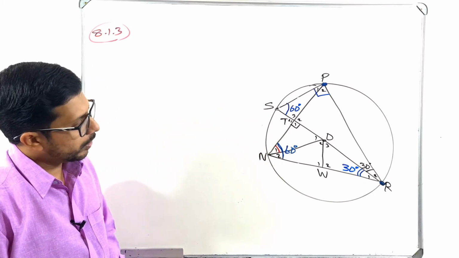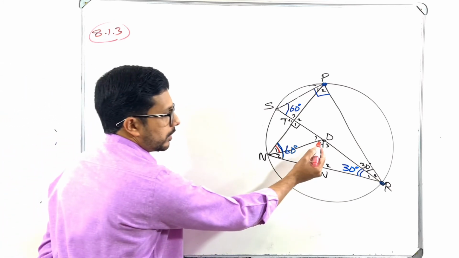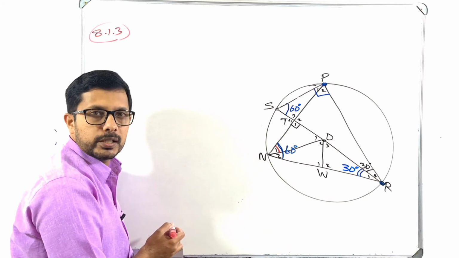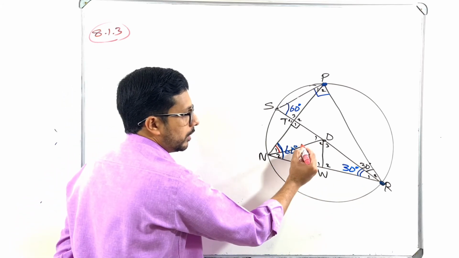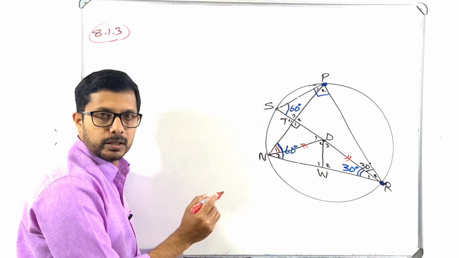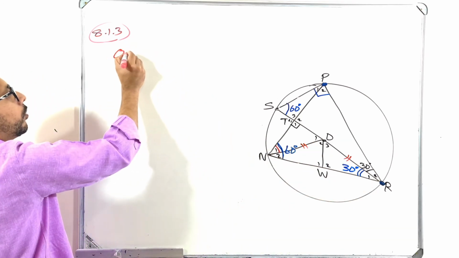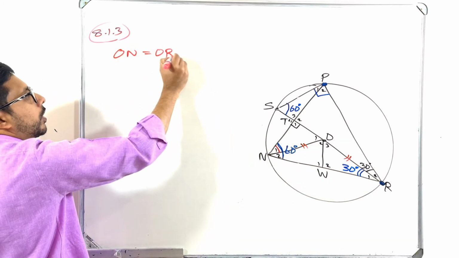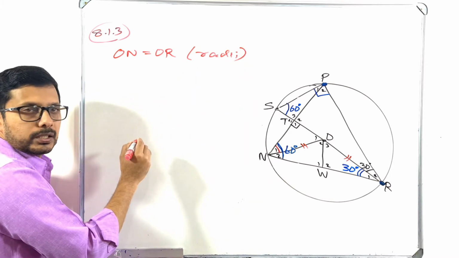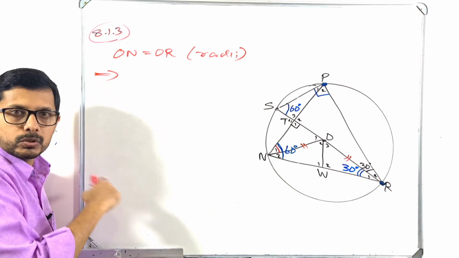Okay, so how can you find that one, guys? Now look at these two lines, ON and OR. Are these two lines not equal? It's the radius of the same circle. Am I right? So ON is equal to OR. What is the reason? It's a radius. So if ON and OR are equal, then the opposite angles are also equal.